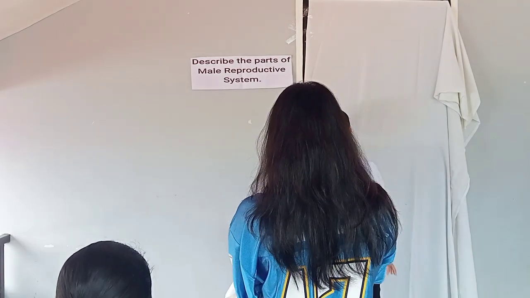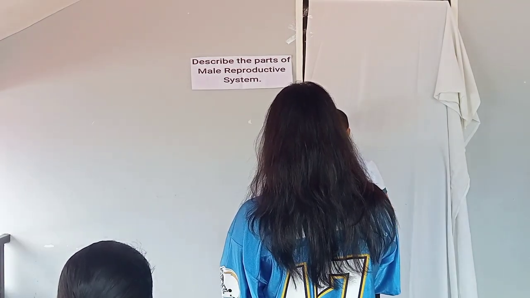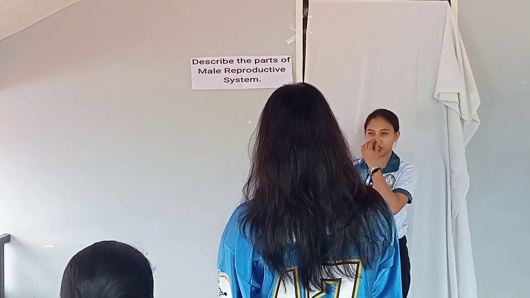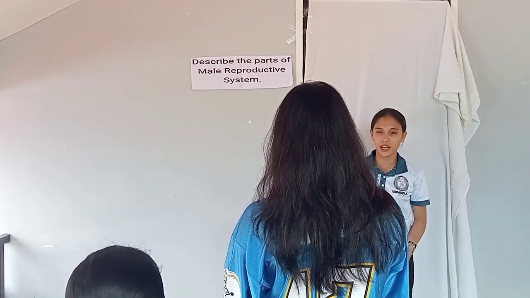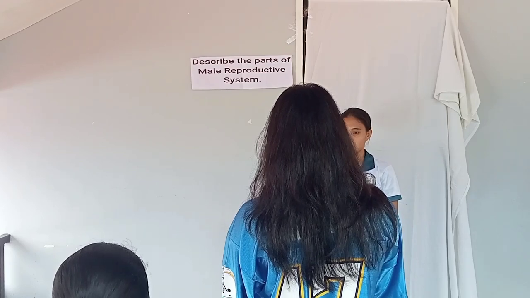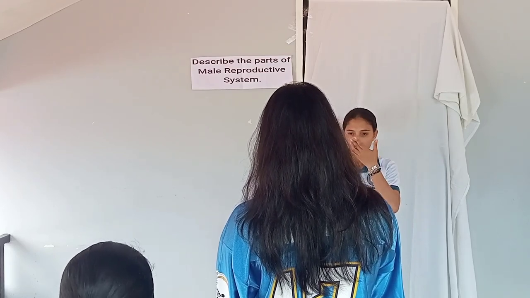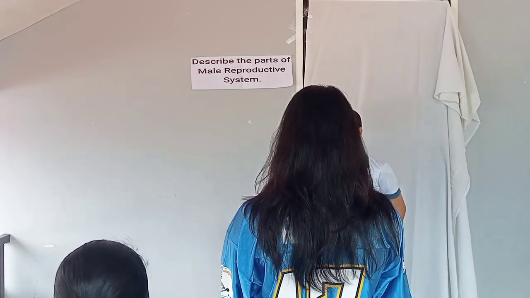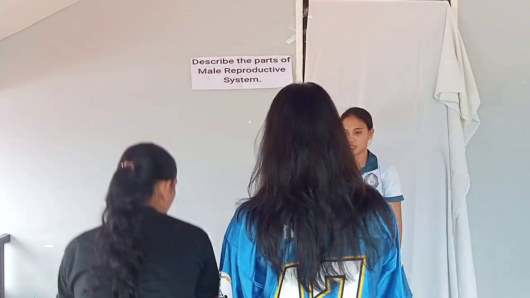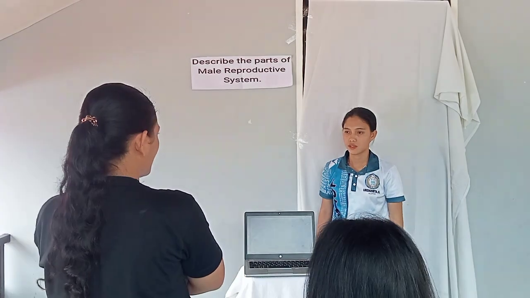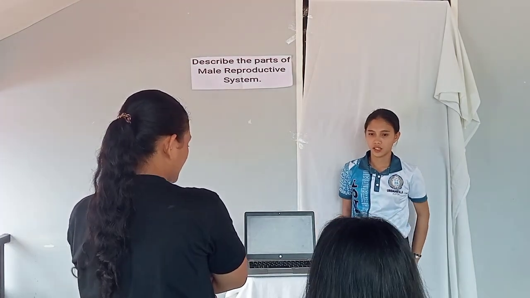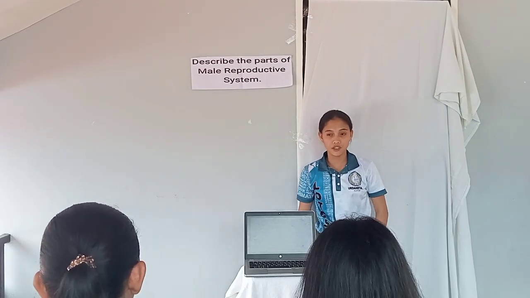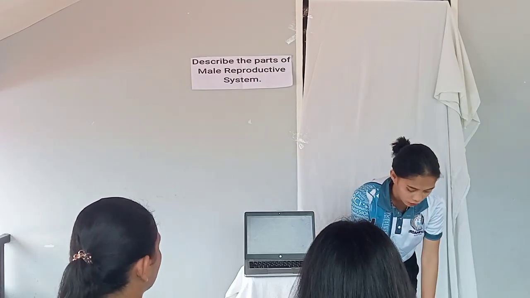About the vas deferens, ma'am. Okay, those are the different parts of the male reproductive system. Again, what are the different parts of the male reproductive system? Vas deferens, seminal vesicle, testes, penis. Anyone? How about Lyra? Another part? Penis, scrotum, urethra, ureter. Okay, very good. Did you really understand our lesson for today?